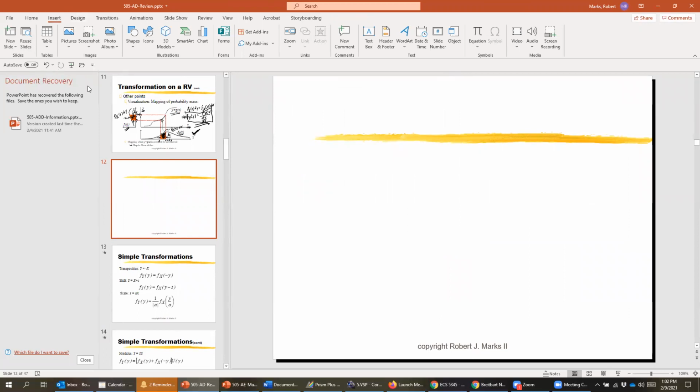I don't know what this is. Document recovery. I should be able to get rid of that. Close.